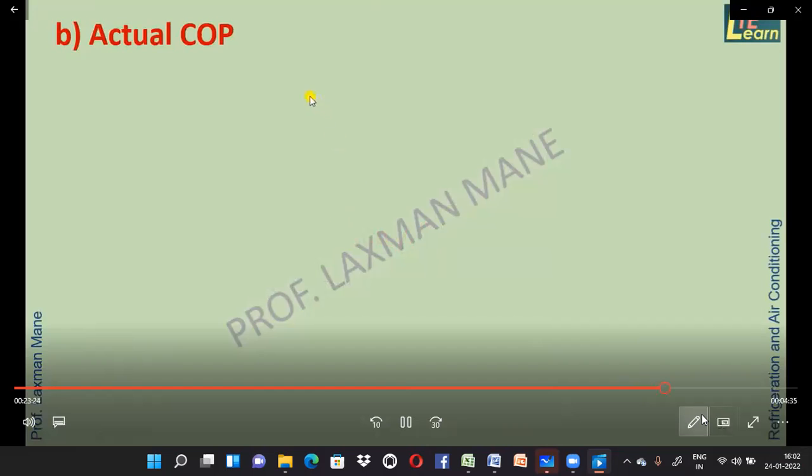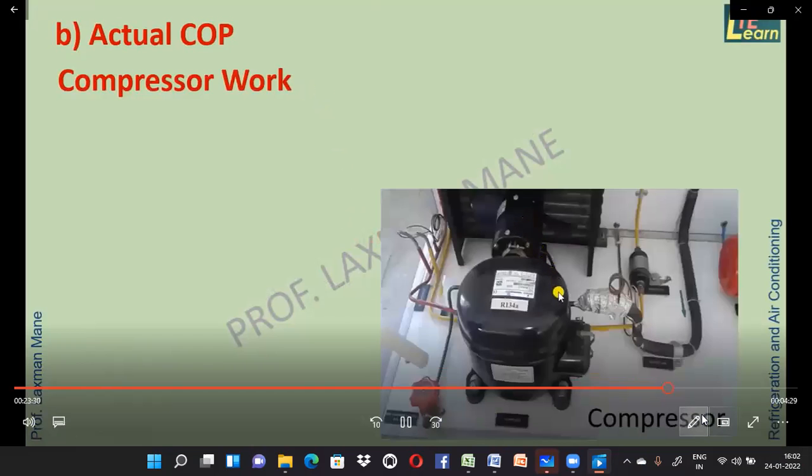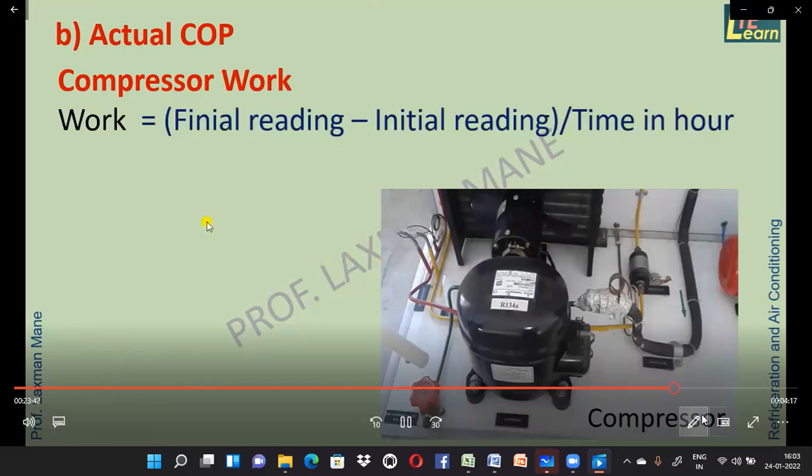Next is actual COP, means coefficient of performance of the system. In this, compressor work is to be measured. So here electrical consumption done by the compressor is measured by using energy meter. So here we take initial and final reading of the energy meter. Formula of compressor work is energy meter final reading minus initial reading divided by time of the test.